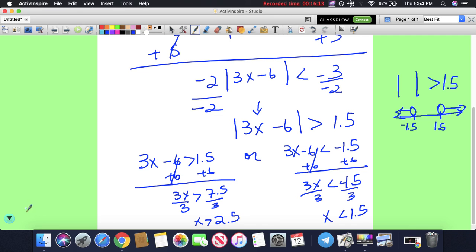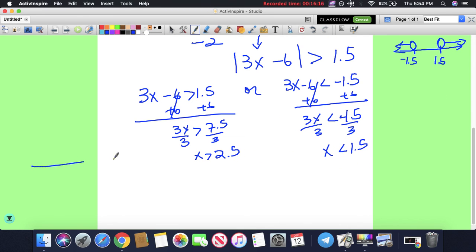So to graph this, for the values that will make this inequality true to substitute, x has to be greater than 2.5, or less than 1.5. So any number to the right of 2.5 and any number to the left of 1.5 will make this inequality true when you substitute.